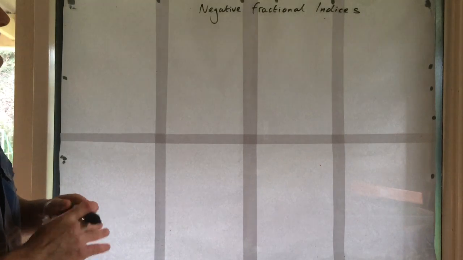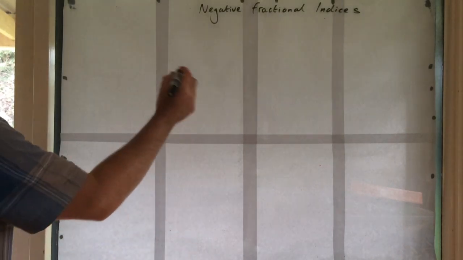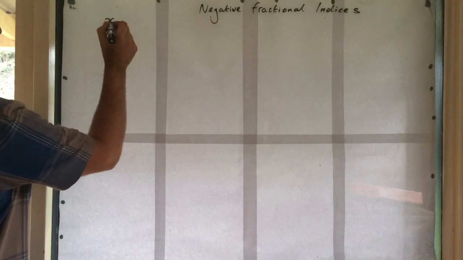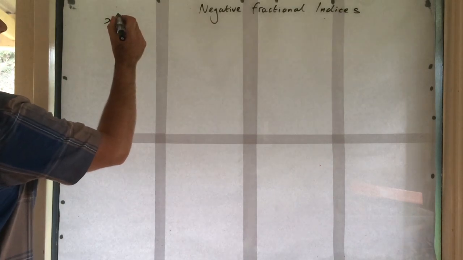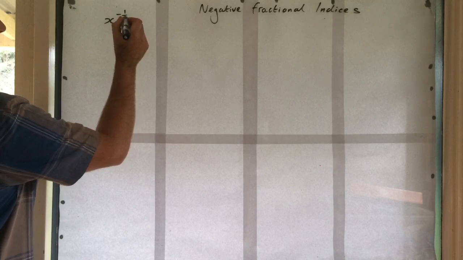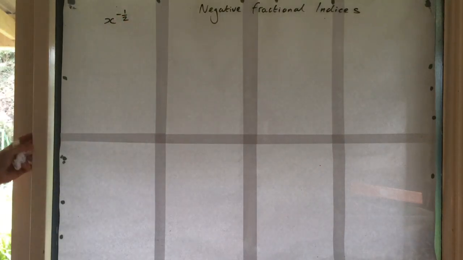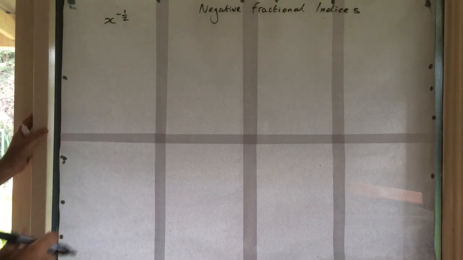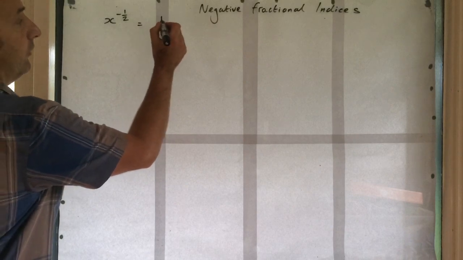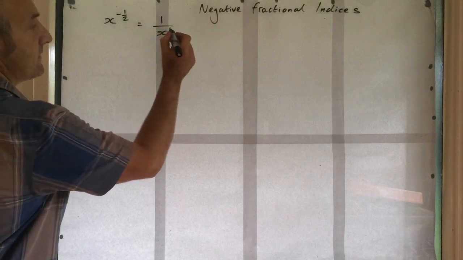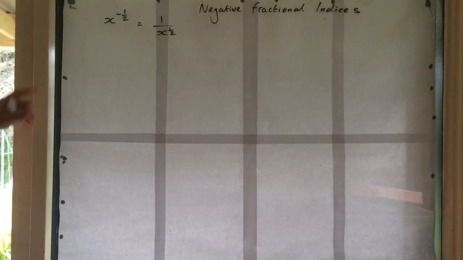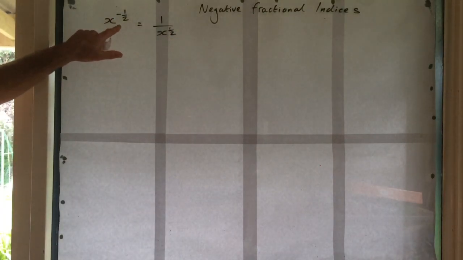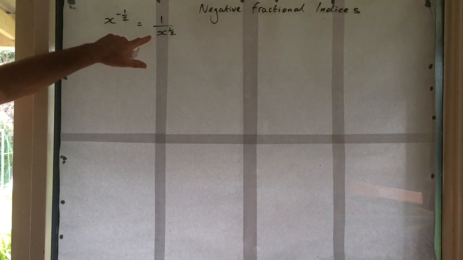So what we're going to do is just a little bit of negative fractional indices. If we start off with something simple, such as x to the negative half. Okay, so we know from last week that if you've got a negative, then you just move it to the other side. So this is the same as 1 over x to the half. At the moment, x to the negative half is in the numerator. We move it downstairs, so it becomes x to the positive half.